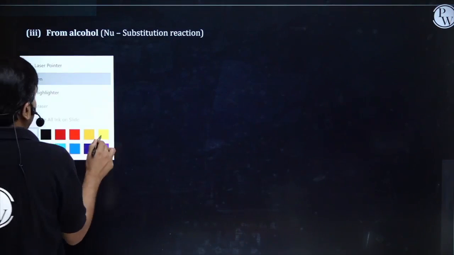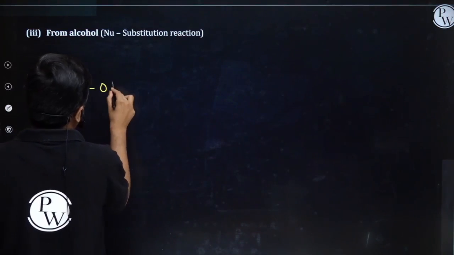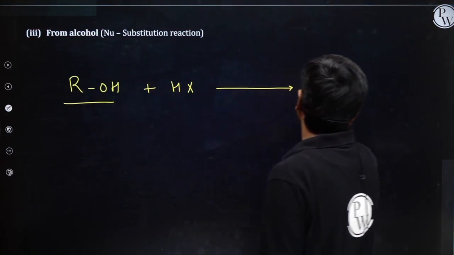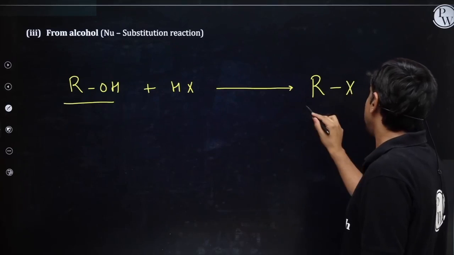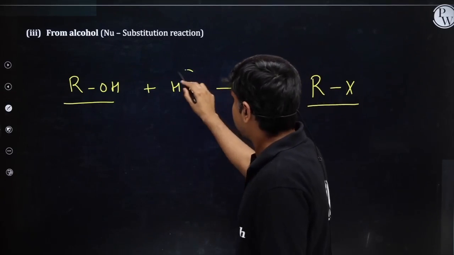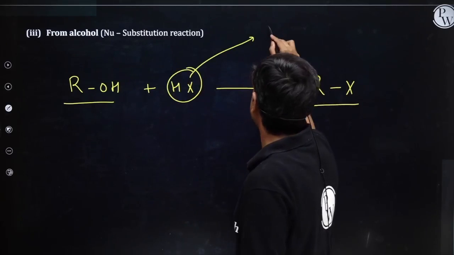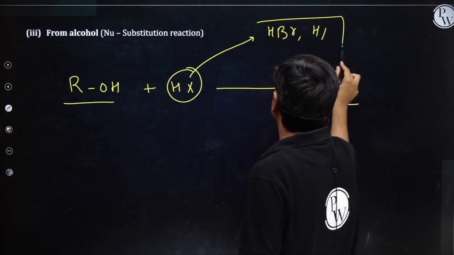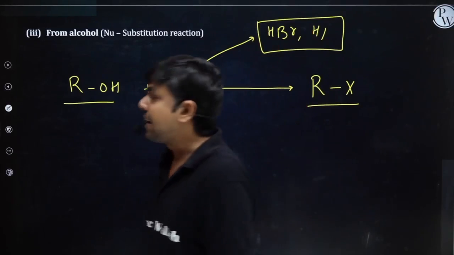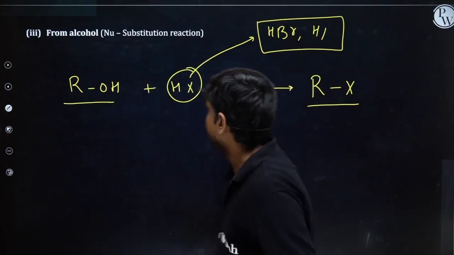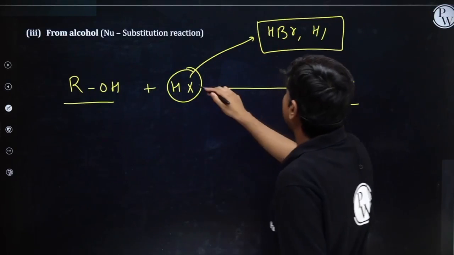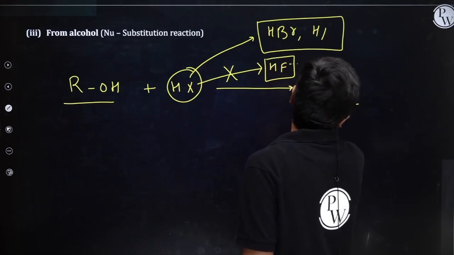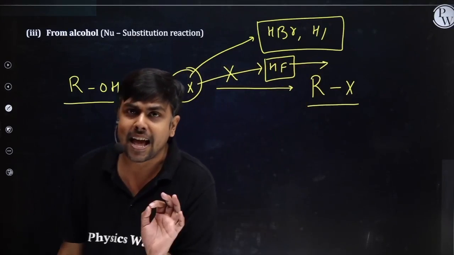Student, if alcohol is treated with HX, it will lead to the formation of alkyl halide, but there is a certain condition. First, this HX is generally either HBr or HI, because these are stronger acids and can readily protonate alcohol. Am I clear? This HX should not be HF, because HF does not readily protonate alcohol.